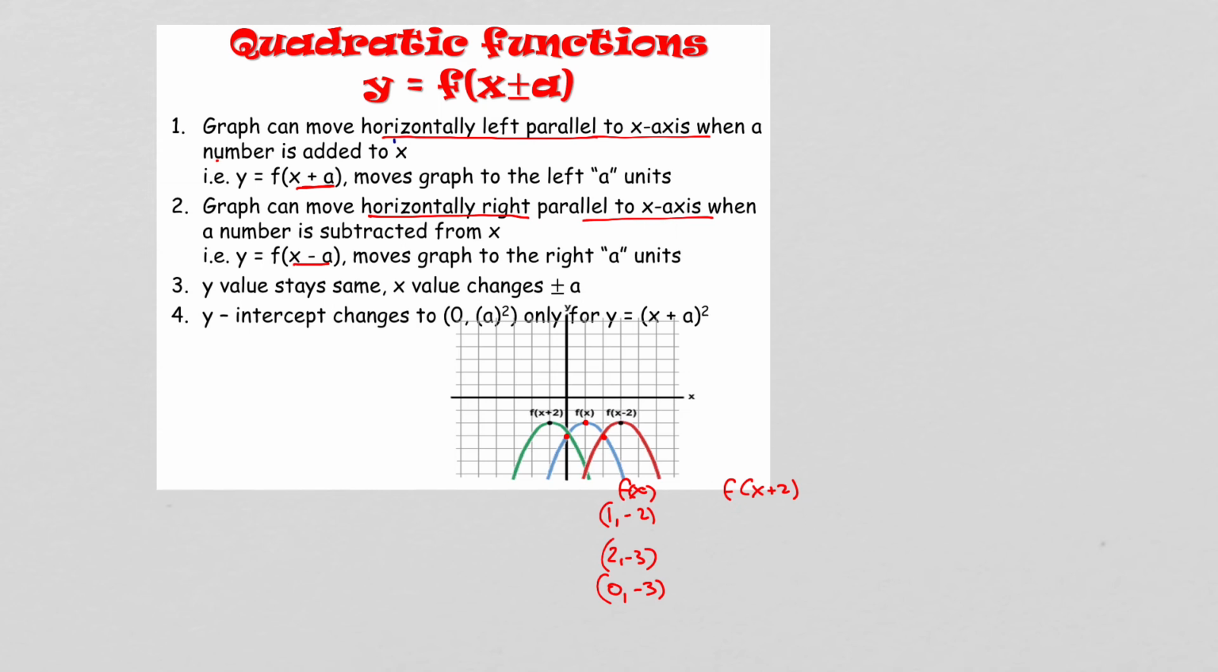If I'm told that it's f of x plus 2, then I'm adding a value to my x, but the graph actually moves to the left. Think about it being a root: if our root is x plus a equals 0, then x equals minus a. So it's actually moving to the left. That means I'm going to subtract 2 from the x coordinate in order to shift it left.